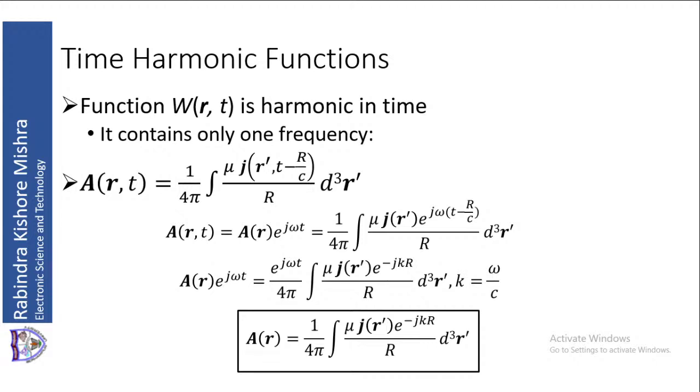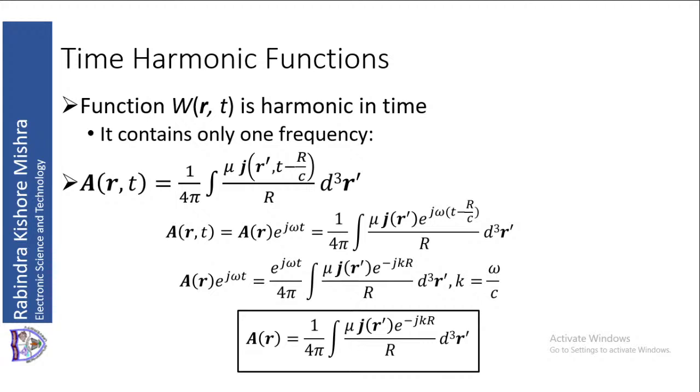Now on the left hand side and right hand side we have exponential j omega t, which cancels out, leaving A(r) equal to 1 by 4 pi, the integral over volume of mu J as a function of r dash, exponential minus jkR, divided by capital R. Now this is the spatial part of the vector potential A.